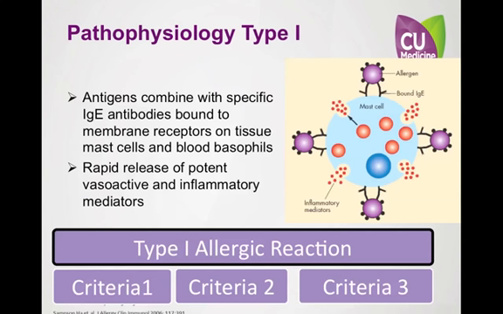The pathophysiology of a type 1 allergic reaction is that the allergen or drug binds to an IgE antibody that is already bound to a receptor site on mast cells or basophils. This interaction then causes the rapid release of potent vasoactive and inflammatory mediators from the mast cell or basophil.